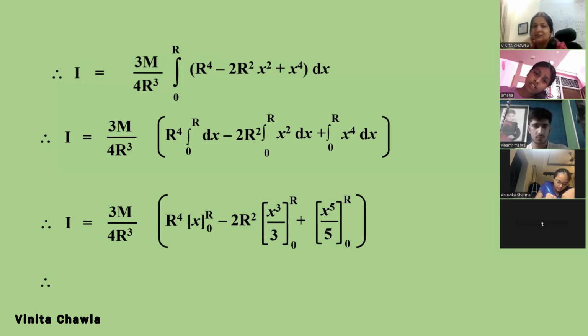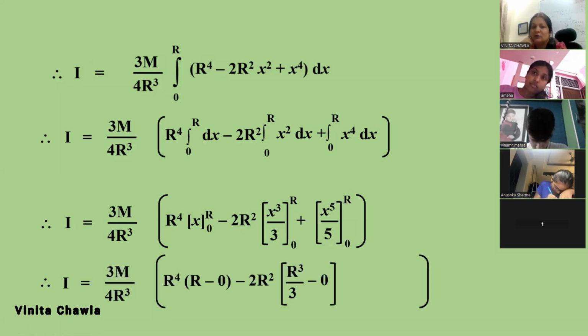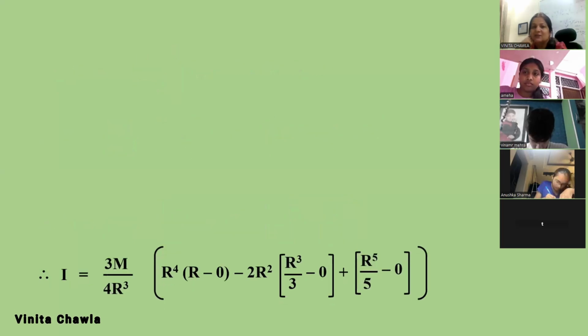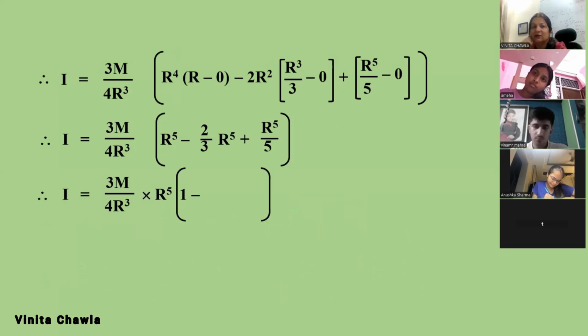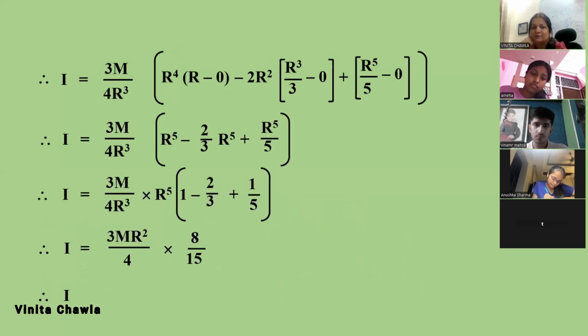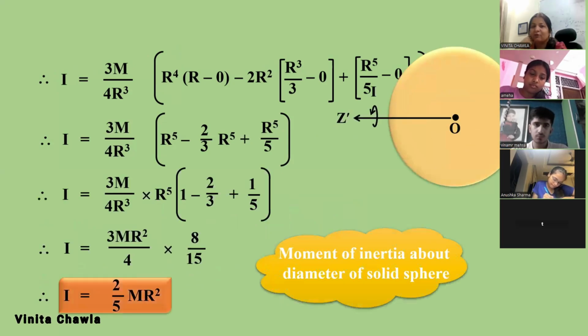ठीक है, ये आता है ना इंटीग्रेशन आपको, x स्क्वायर को इंटीग्रेट करते हैं तो x क्यूब बाय 3 आता है, x raised to the power 4 को when we integrate then we get x raised to the power 5 by 5. Now we'll put the limits. Now अब क्या करेंगे हम, upper limit minus lower limit is 0, upper limit is r, तो इसमें x के place पे we are going to put, and on further simplifying it, ठीक है, you will get this. So it's 2 by 5 mr square. This is the moment of inertia about diameter of solid sphere.